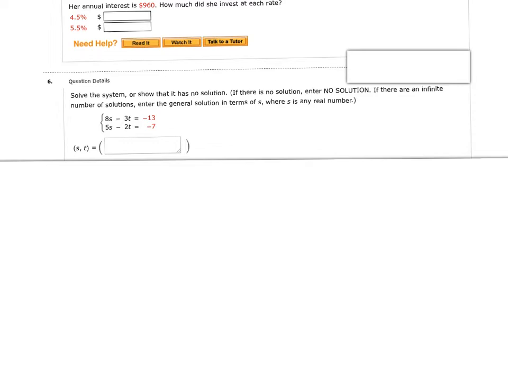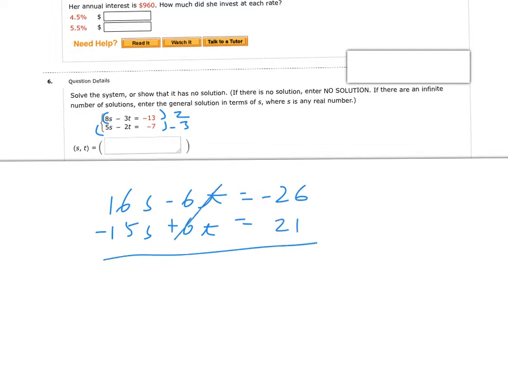All right, next up, number 6 here. So this one looks again like it's set up well for elimination. So I am going to go ahead and multiply this equation by 2 and this equation by negative 3. And that should eliminate the t's there. So 16s minus 6t equals negative 26, and then on the bottom one, negative 15s plus 6t equals 21. So then I get these canceling, and s equals negative 5.